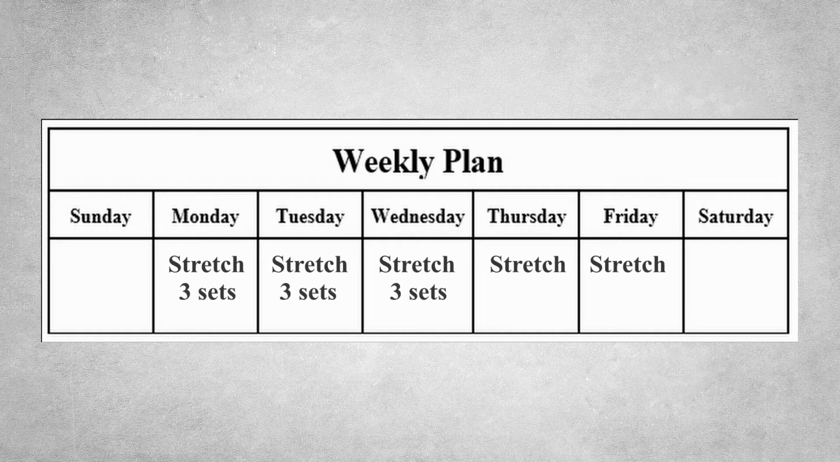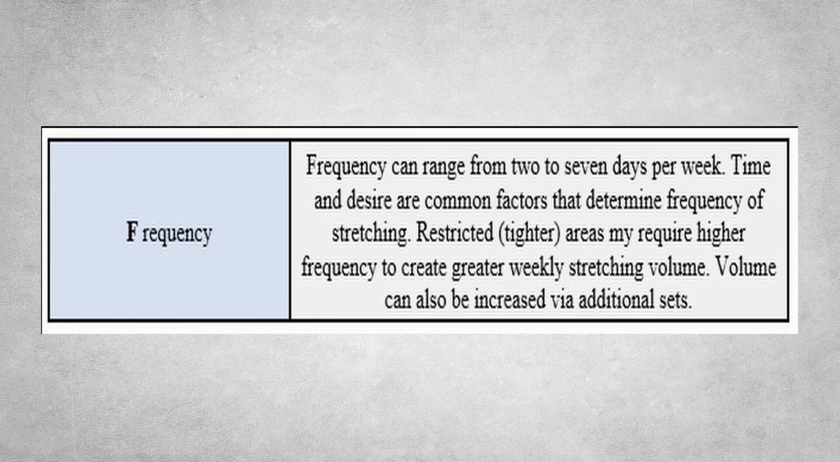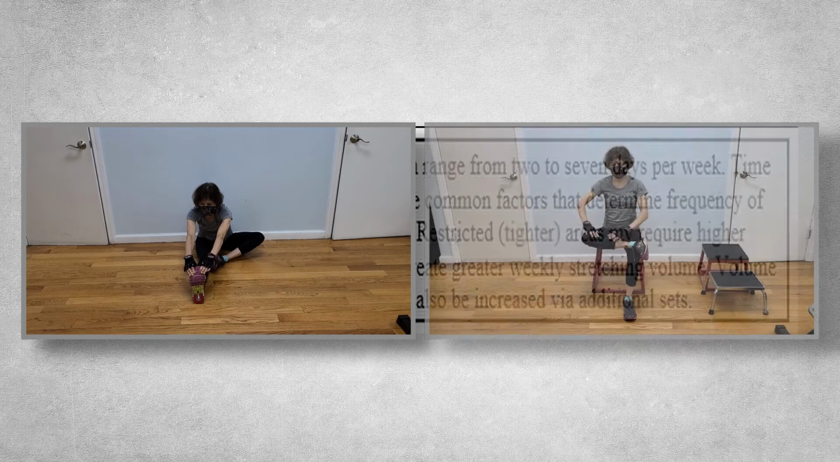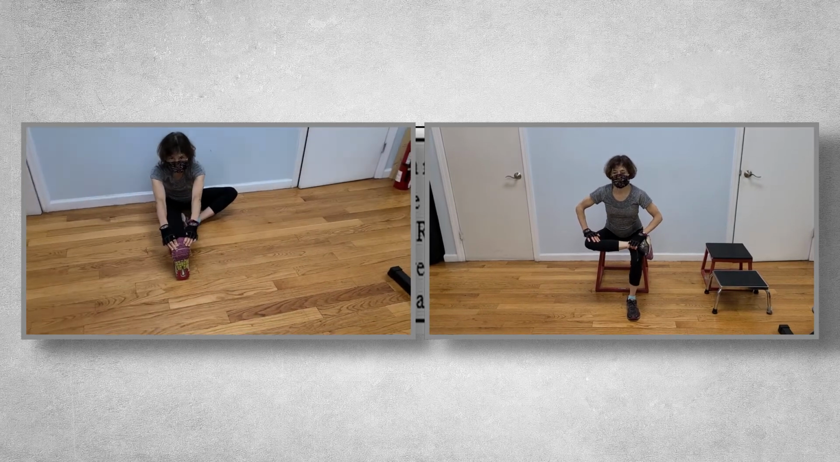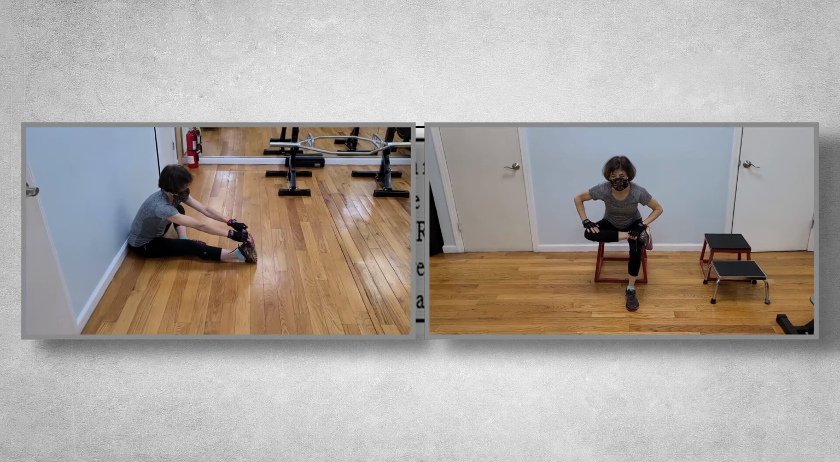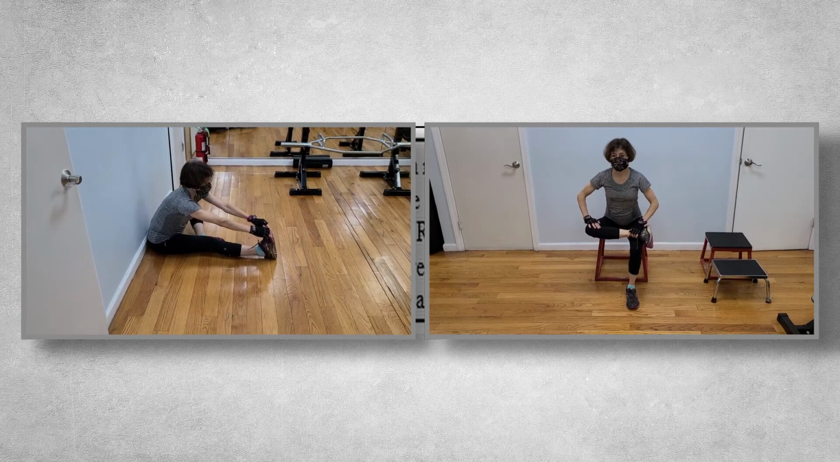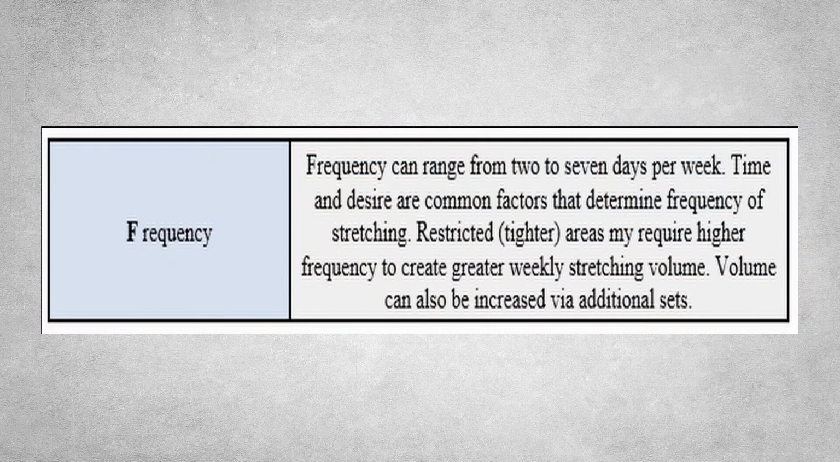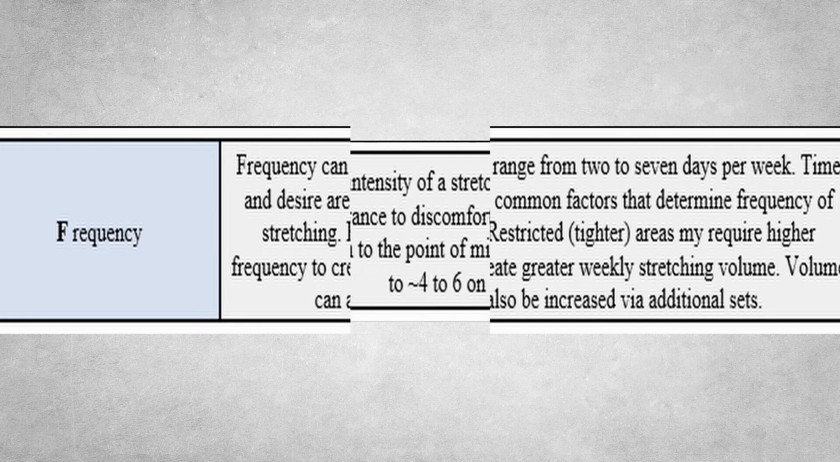The other way to increase volume is by performing additional sets, and that could be either back-to-back, such as stretching your hamstring, maybe moving on to another muscle group like your piriformis and stretching that, and then coming back and doing a second stretch for both your hamstring and your piriformis, or just stretching a muscle group, waiting a small amount of time, and then stretching it again. But the main thing to keep in mind is that tighter areas need more volume, and that's typically going to mean that 2 days per week of stretching isn't going to be enough.